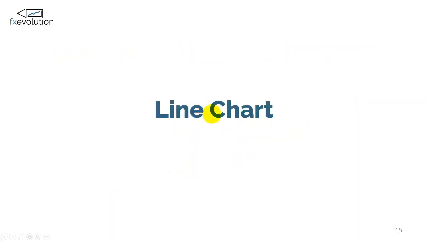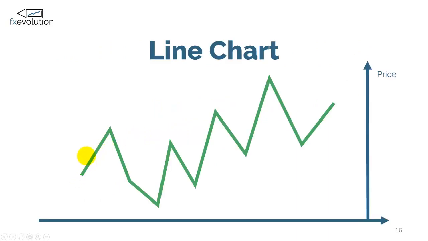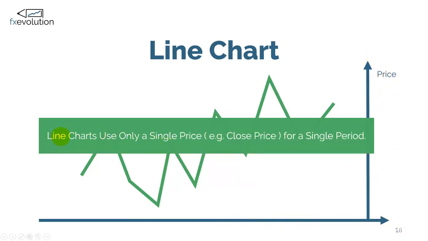So let's take a look at line charts, which are probably the most simple type of chart. So here's an example of a line chart. Again, you'll have time on the bottom, price on the vertical or y-axis. And line charts are actually formed by a single price. That means they're only formed by a close price for that single period. So it just represents the close price of whatever that period may be. So let's say today, it would be the close price of that day.